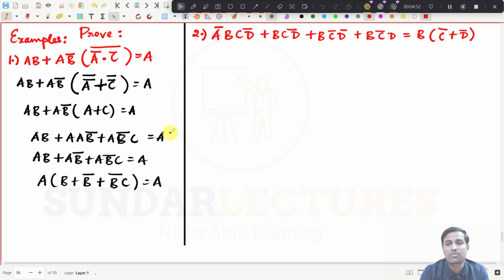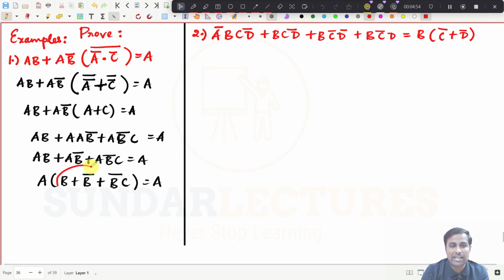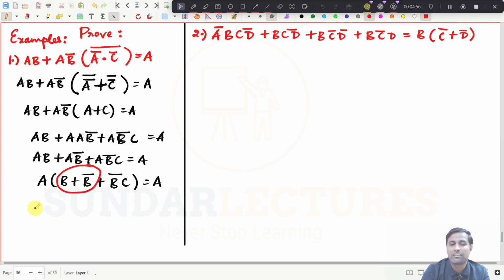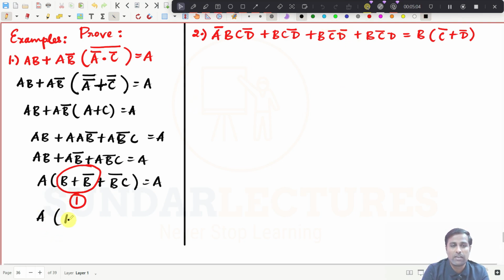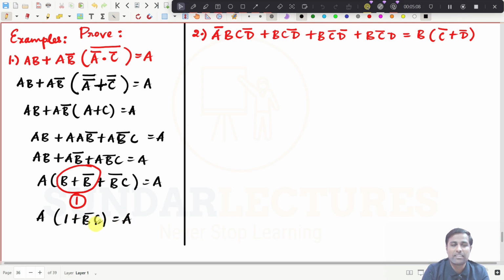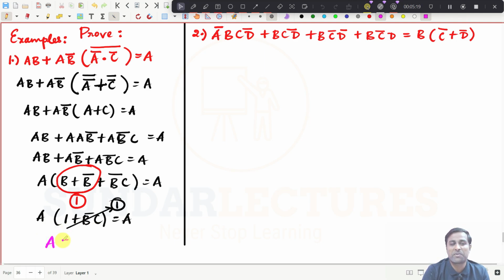Why? What is this one? This is tautology, right? Tautology means this value will always become 1. So what is the equation you will get now? This will become 1 plus b bar c, which is equal to a. See, 1 plus anything will give you 1. Obviously, this whole term will become 1. So finally, a into a should be equal to a. So a will be equal to a.